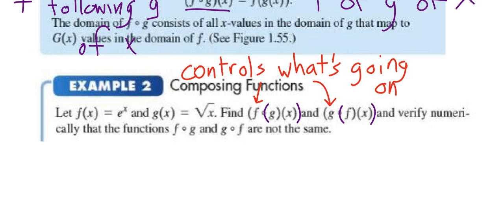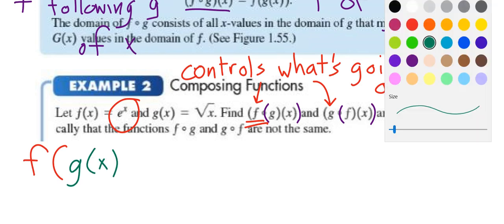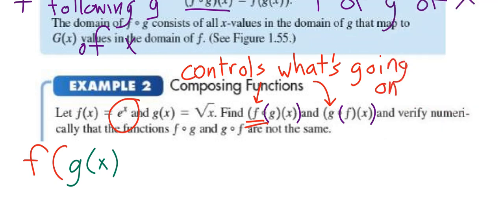Okay. The part that's on the outside. What does the F function tell me to do to every value I put into it? What does the f function, the one on the outside, tell me to do to every value that's put into it?